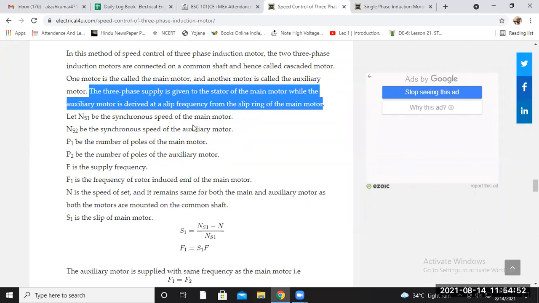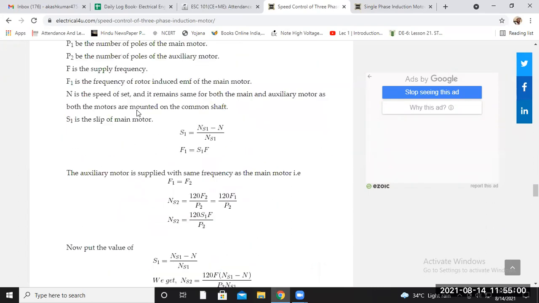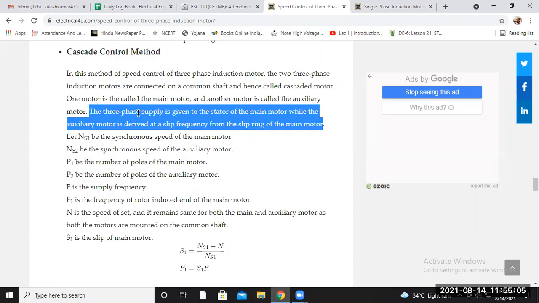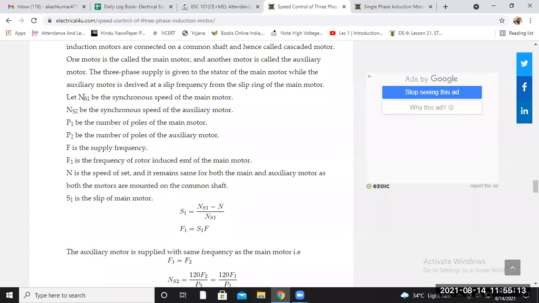So this is the connection of the two induction machines: one is the main motor and the other is the auxiliary motor. Next, let us elaborate the concept here. Let ns1 be the synchronous speed of the main motor and ns2 the synchronous speed of the auxiliary motor. These are the nomenclature. P1 is the number of poles of the main motor.